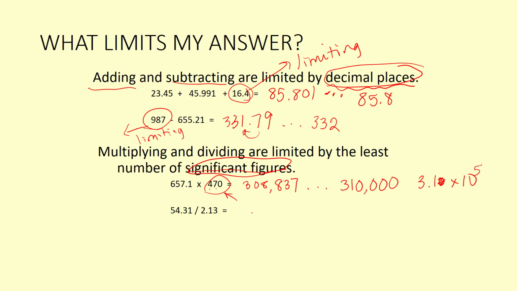All right, last but not least, dividing. So divide like regular, and I get 25 point 4976526. All right, I can't use that whole answer because this is my limiting factor. I only have 3 significant figures there, so that means it is 25 point, well, this 9 makes that a 5. There we go, 25.5.